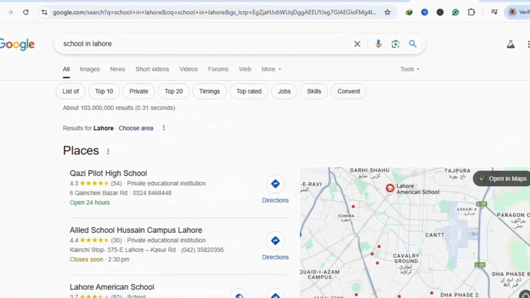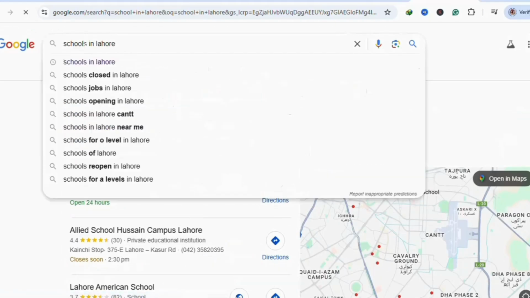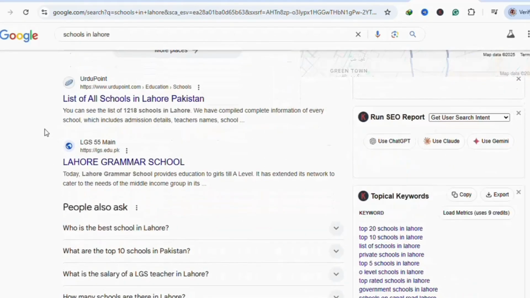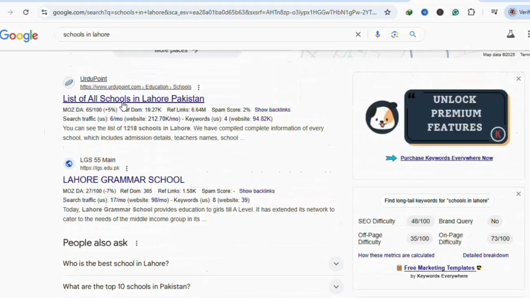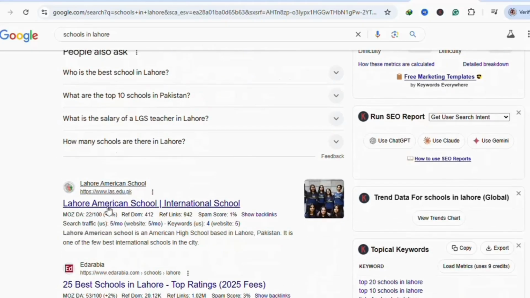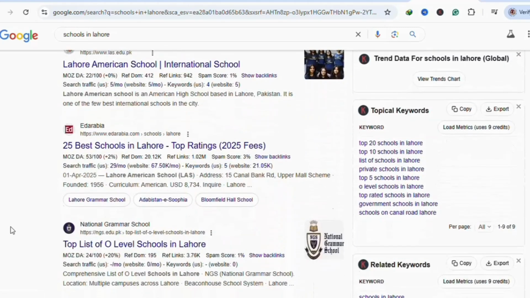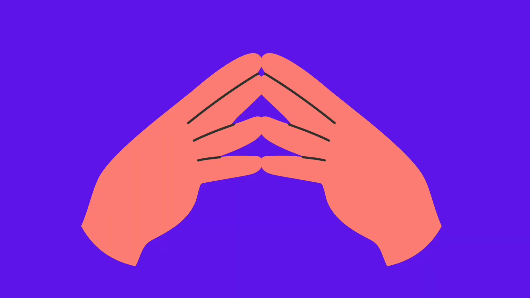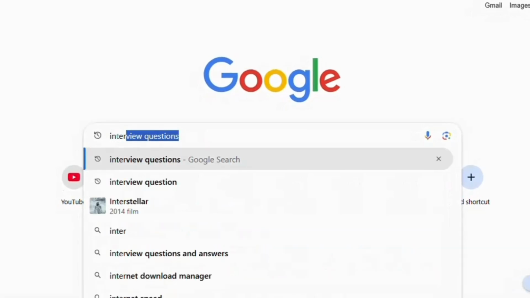Now I typed schools in Lahore. I added S in this keyword. First results are local SEO again. Then the first website is Urdu Point. Second is Lahore Grammar School. And the third website is American School, which was first in our first result without S. Now with the addition of just S, it is at number 3. So this is the proof I gave you.